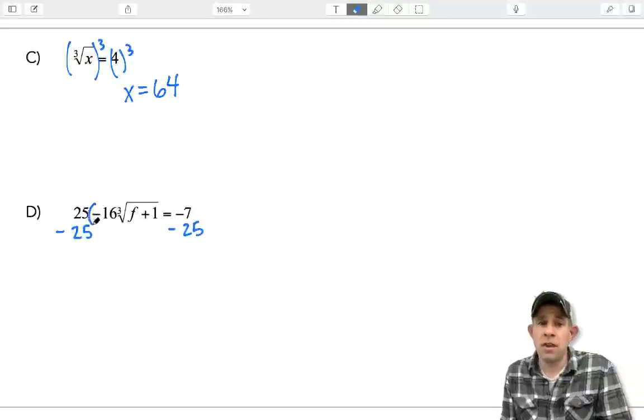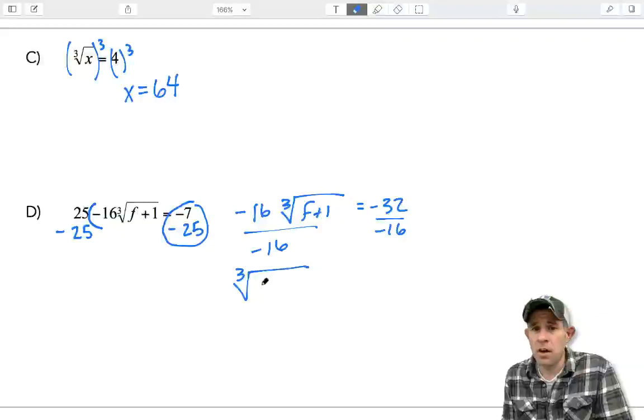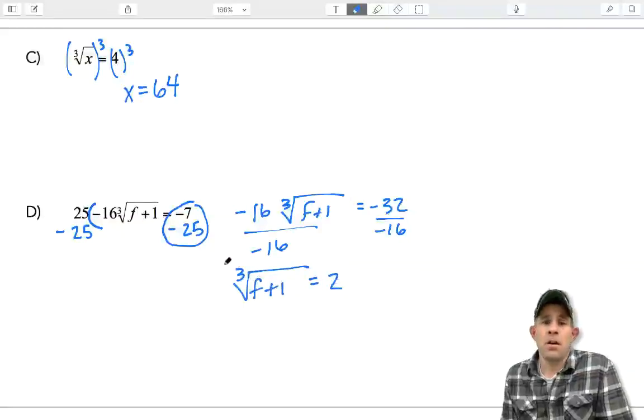Now be careful, this negative here is a part of the 16, so our next line needs to read as such: -16 times the cube root of f plus 1 is equal to -7 plus -25, which is -32. Now we'll divide both sides by -16, and we end up with the cube root of f plus 1 is equal to 2.